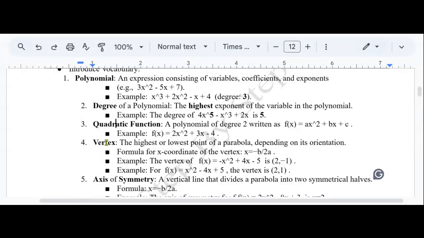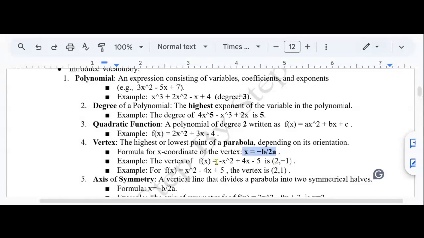Vertex. So a quadratic function has to be to the what power? Power 2. Is this clear? Vertex. What's a vertex? The highest or lowest point of a parabola, depending on its what? Orientation. Formula for the x coordinate of the vertex: x equals what? Minus b over 2a. So you need to remember this formula.